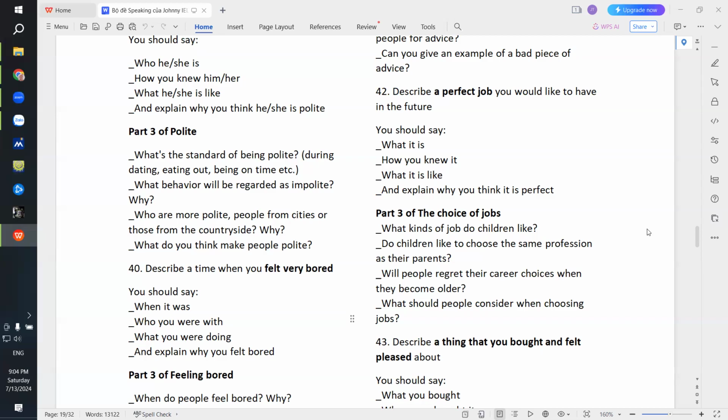The perfect job I would like to have in the future is becoming a commodity trader. It is basically buying and selling commodities such as agriculture products, rice, soybean, meat, and metals like steel and silver.